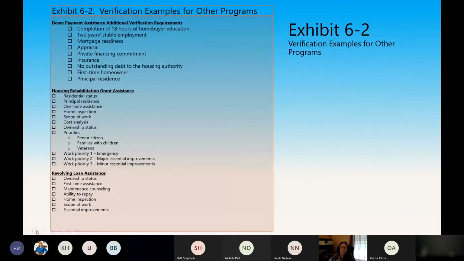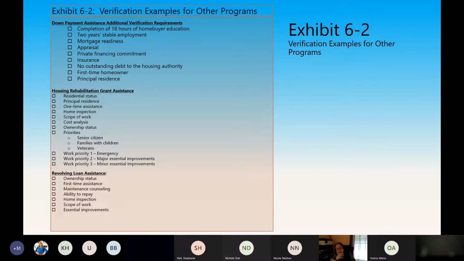So, verification examples for other programs. Down payment assistance. These are just exhibits. Have they done 18 hours of homebuyer education? Do they have 2 years of stable employment? Mortgage readiness? Do you have the appraisal ready? So you should have your criteria all laid out for your different programs.